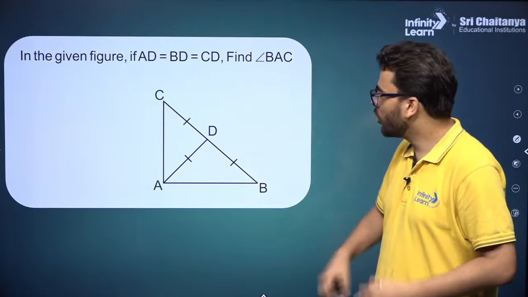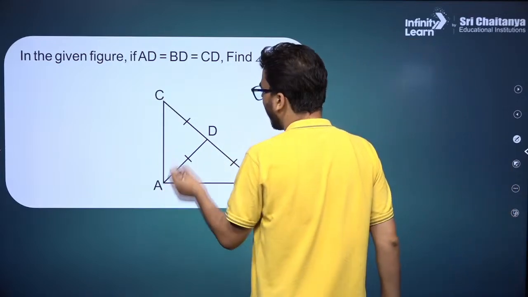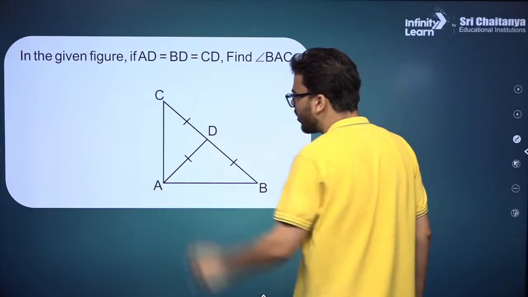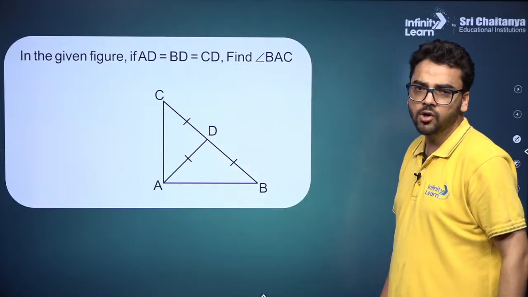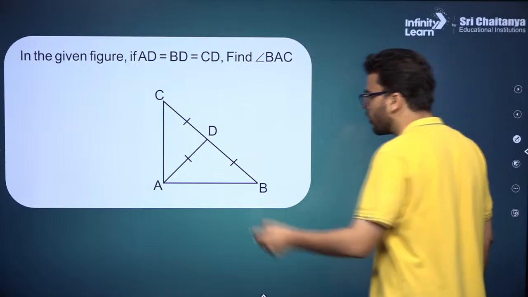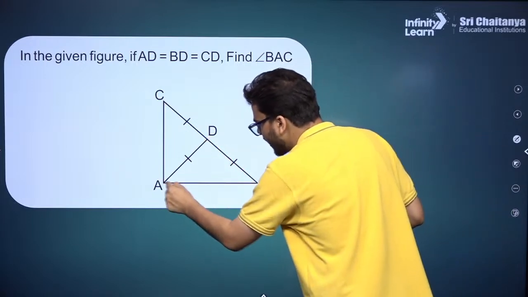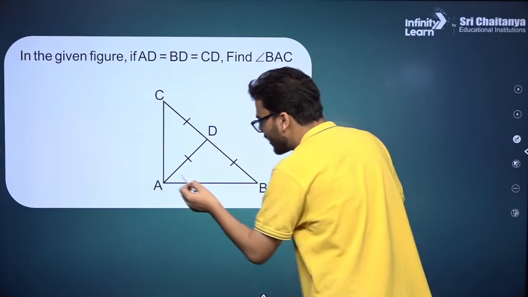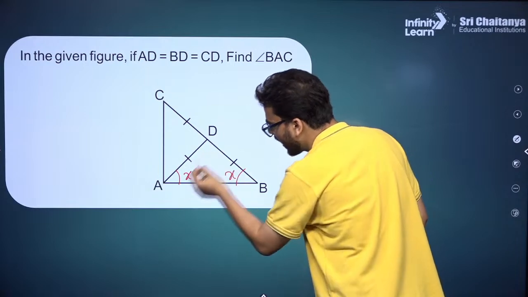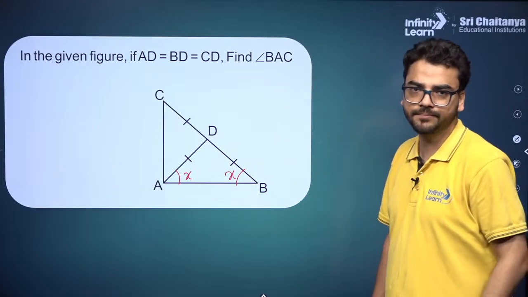Okay, so over here it is given that AD is equal to BD and BD is equal to CD. Basically AD, BD, CD, all of them are equal. Now you know that angles opposite to equal sides of a triangle are equal. So if I talk about triangle ADB, can I not say that if this angle is x, this is also x? Because angles opposite to equal sides of a triangle are equal.